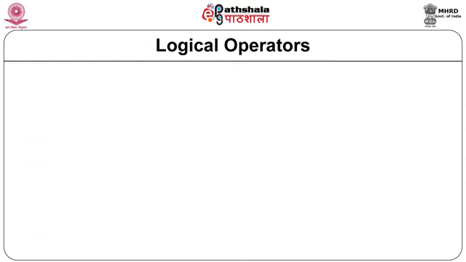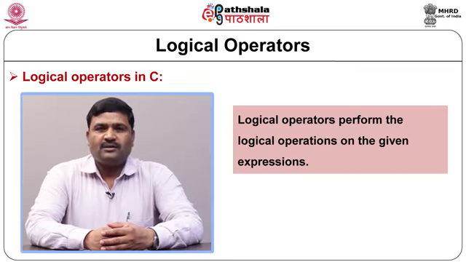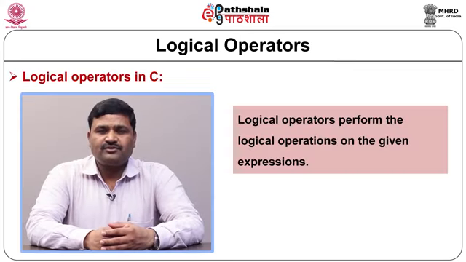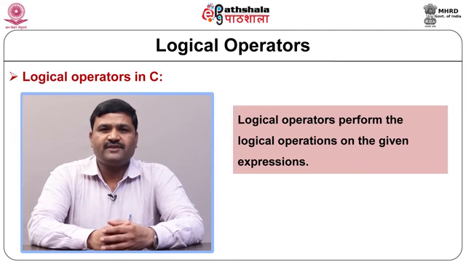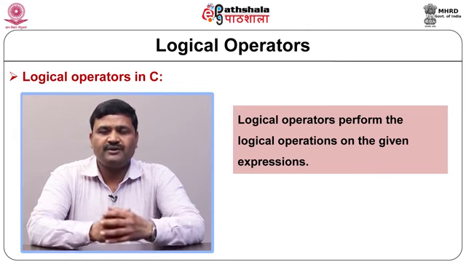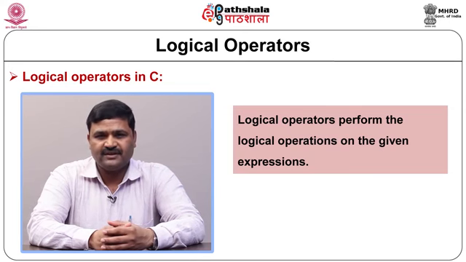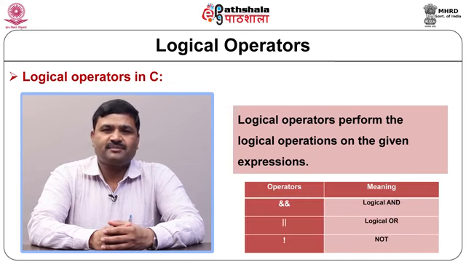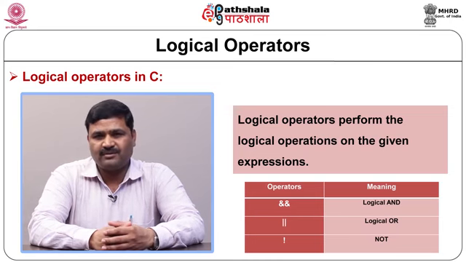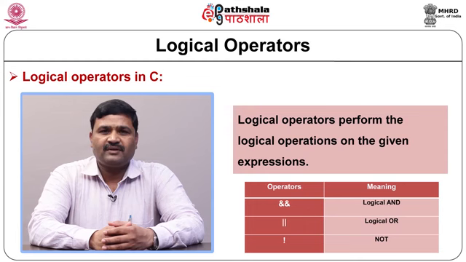Now let us go for logical operators. Logical operators are used to perform logical operations between two different statements or between two different expressions. There are three types of logical operators used in C program or any other programming language. First logical operator is logical ANDing. Second, logical ORing. And third one is logical NOT.